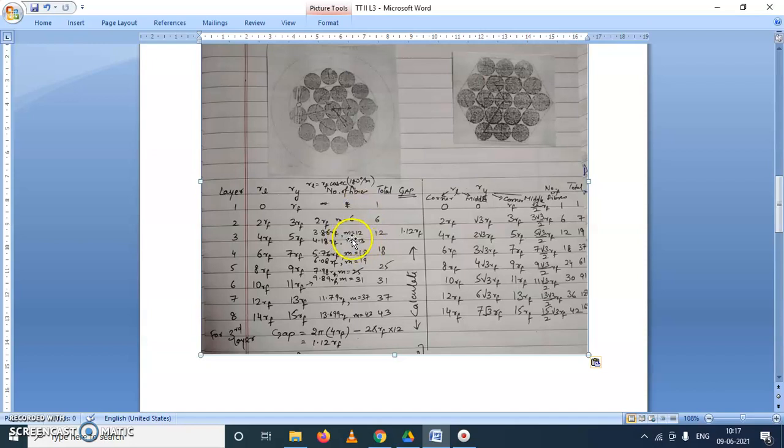What we will observe here, in the second layer M is equal to 6, you will get RL to be 2 RF only. Those two values are same. But in the next layer, calculate for M is equal to 12. You will get the layer radius to be 3.86 RF. Now it is very much less than 4 RF. So there is some gap. So we'll try to accommodate one more fiber here. If the gap is big enough, one more fiber can be accommodated in that layer. We'll try to find out.